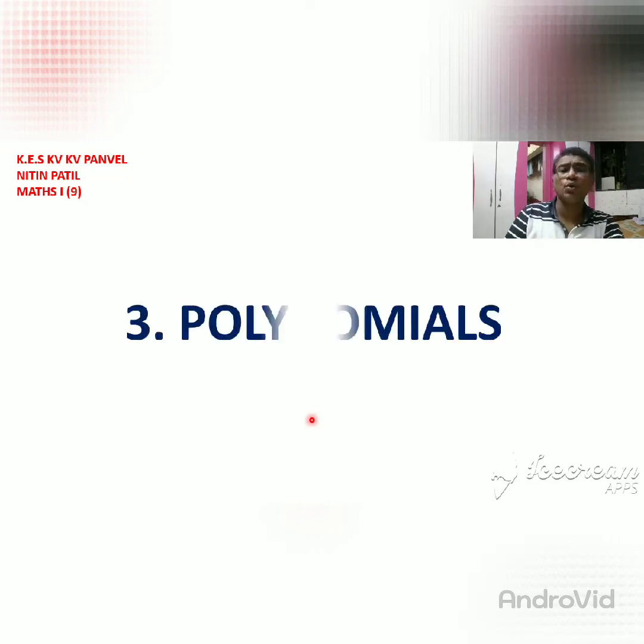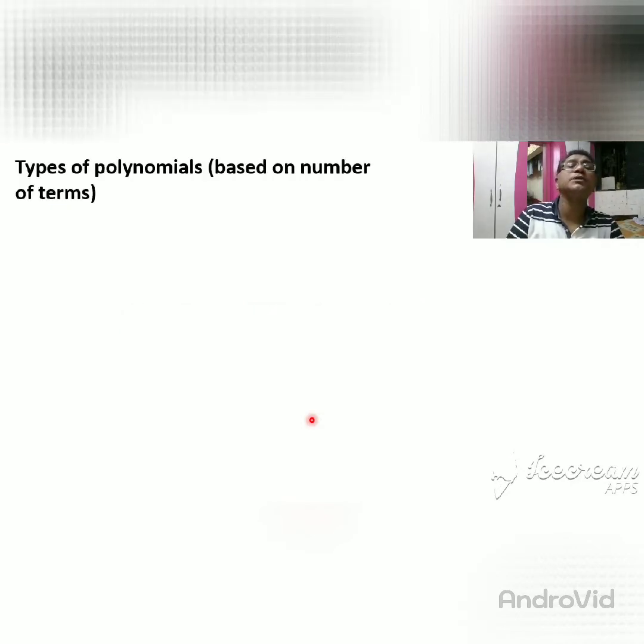Today we are going to learn practice set 3.1. But before we start practice set 3.1, we will see some basic knowledge needed to solve it. So let's start chapter number 3, polynomials. You have learned this polynomials chapter from 6th standard, 6, 7, 8, and we will see it in the 9th standard also.